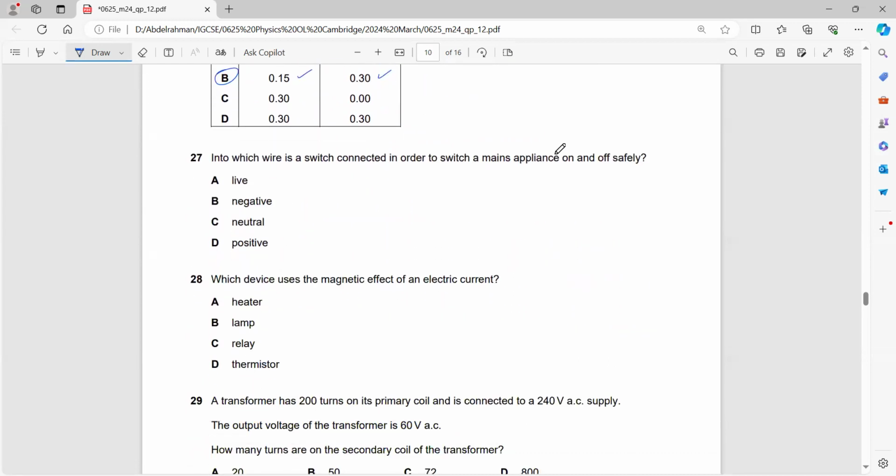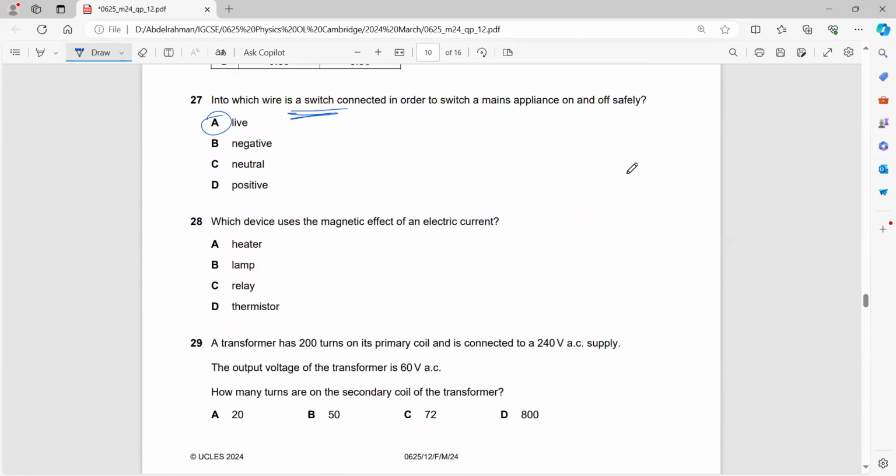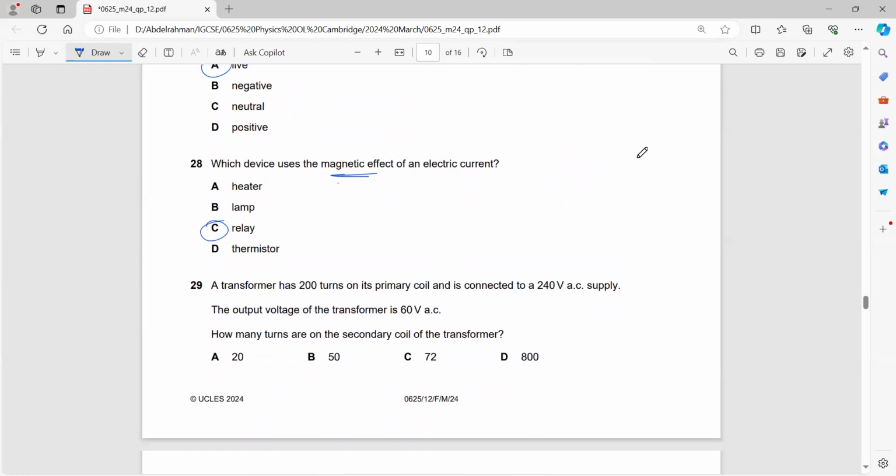Into which wire is a switch connected? A switch is always connected to the live wire. Which device uses the magnetic effect of an electric current? Magnetic effect would be the relay.